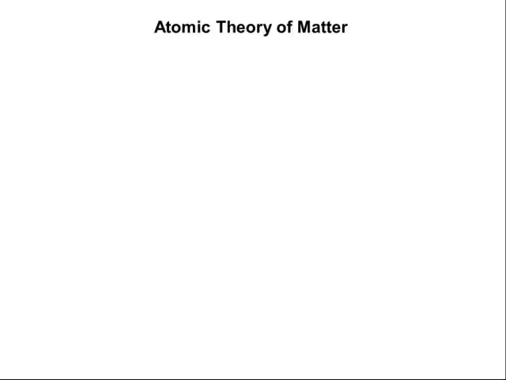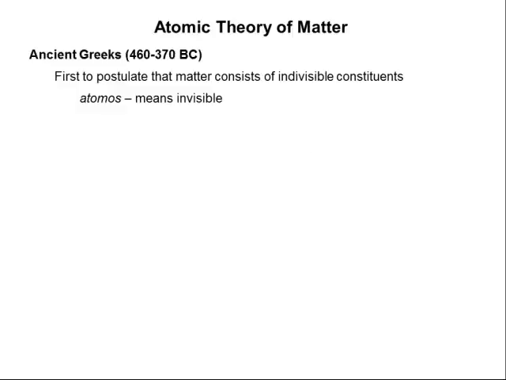Now, the concept of the atom has been around for a long, long time. The Greeks were actually the first to postulate that matter itself consists of these indivisible things, and these indivisible things were actually invisible. You couldn't see them. When you broke matter down, it would break down smaller and smaller to particles that we couldn't actually see with our eye. The Greek word atomos means invisible, and this is kind of where the word atom is derived from.